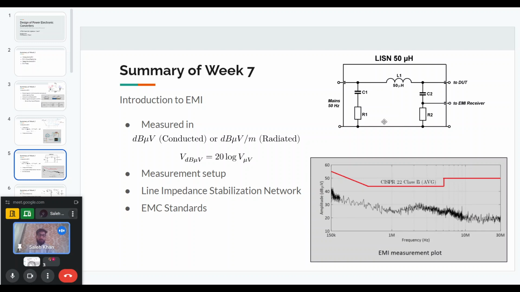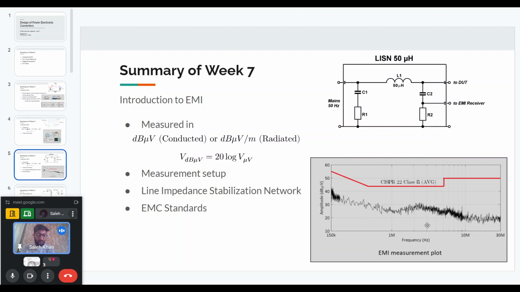It essentially acts as a low pass filter, and it takes all the EMI through it, and then it provides a matching network of known impedance, which can be used to measure this EMI. And this is how the measurement will look like.